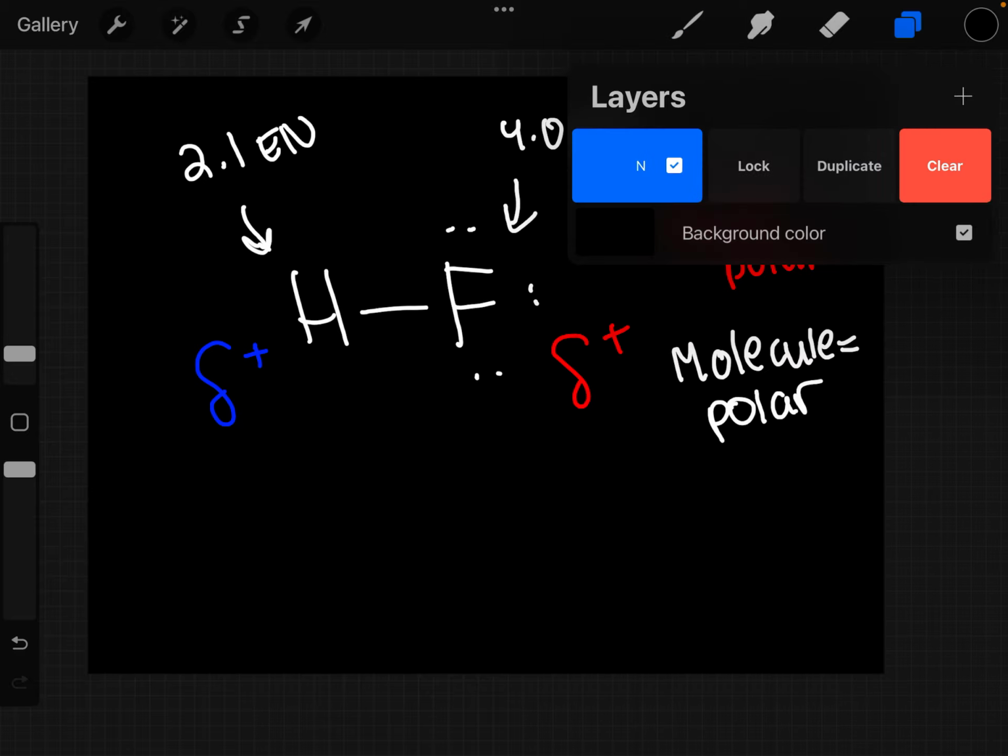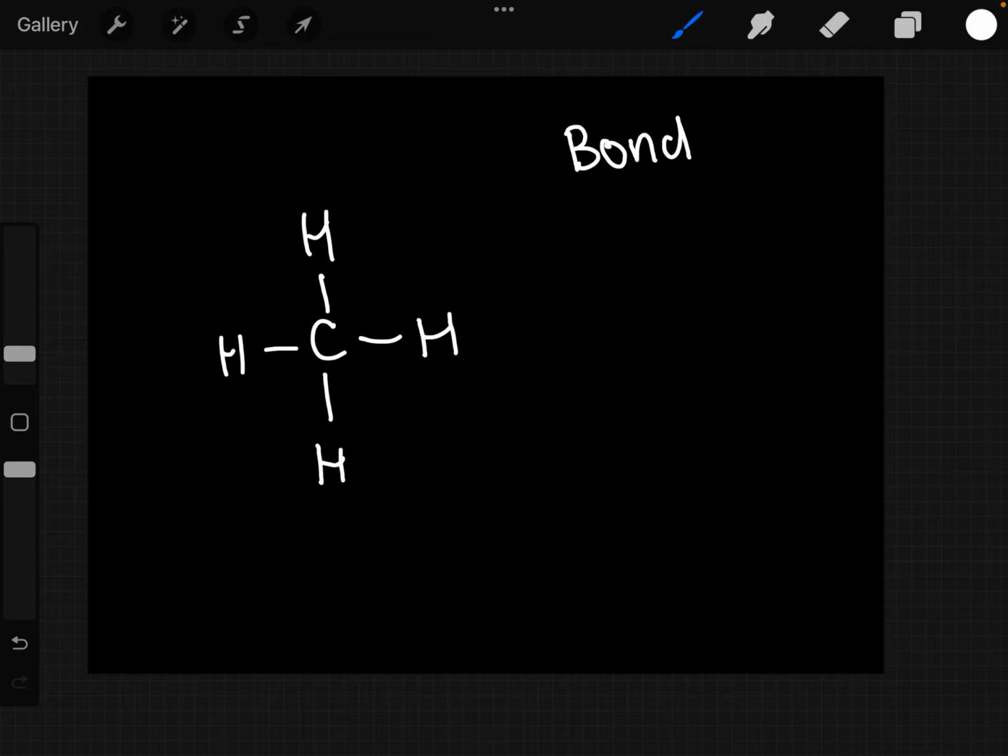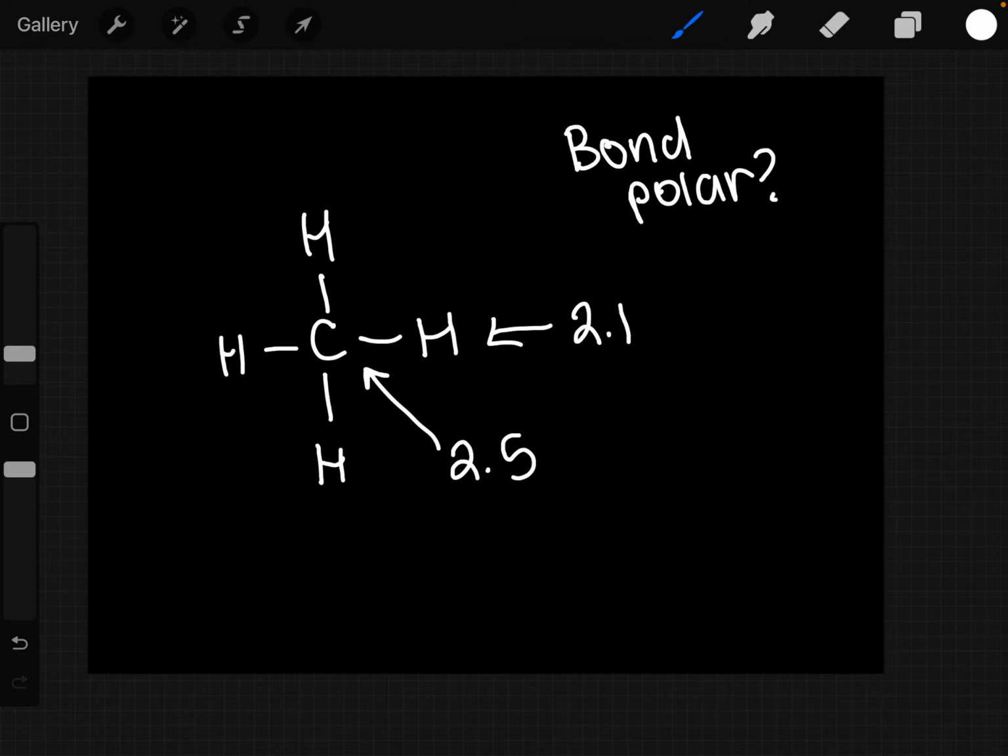Cool. Okay, let's have another example. Let's do carbon tetrahydride. Let's first find out if this is a polar bond. With bond polarity, again, it's based on electronegativity difference. Carbon has an electronegativity of 2.5, and hydrogen has an electronegativity of 2.1. 2.5 minus 2.1 equals 0.4.